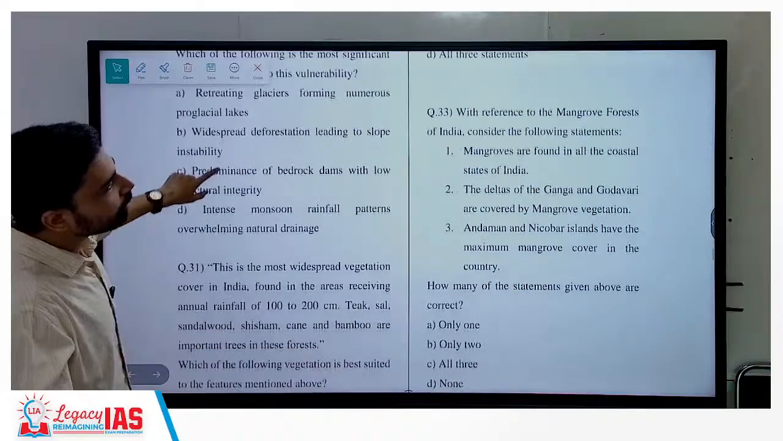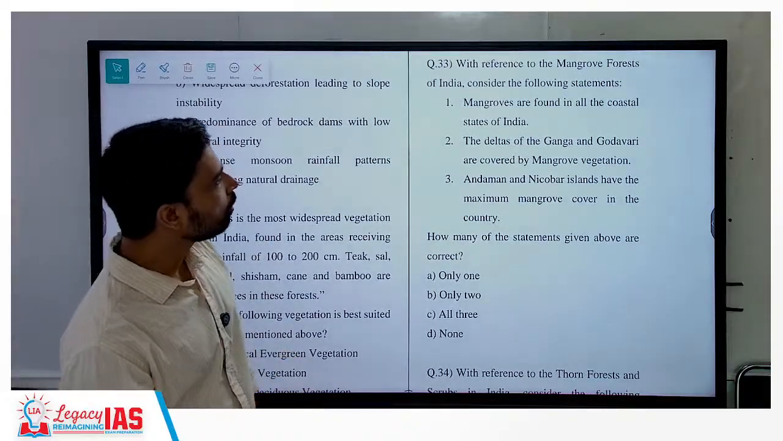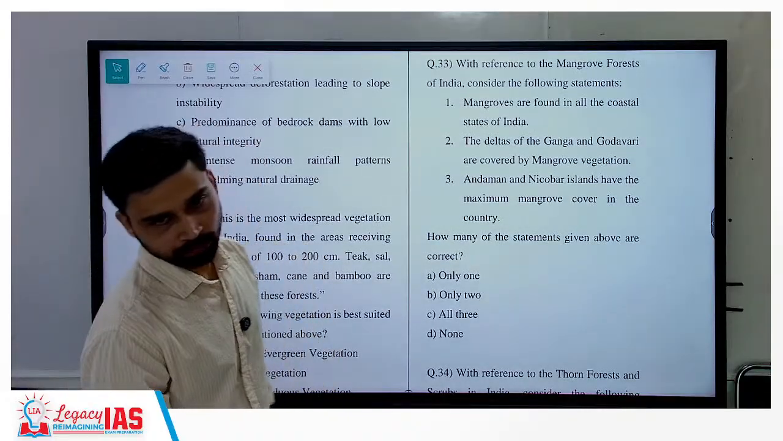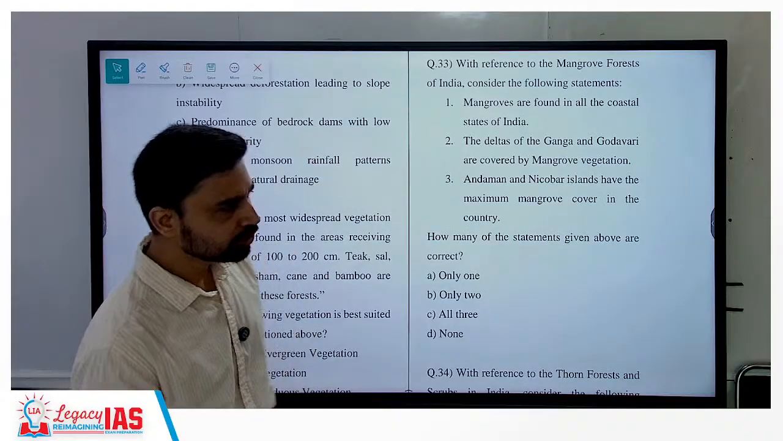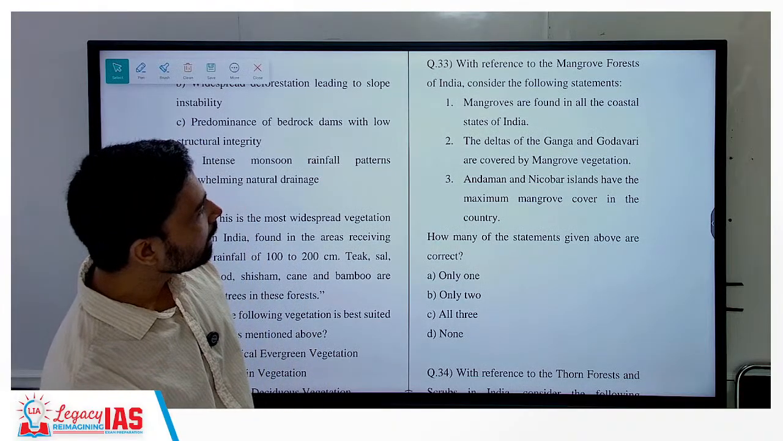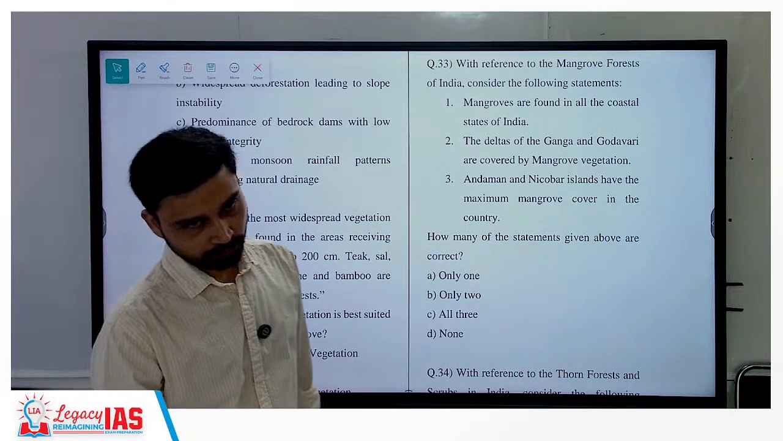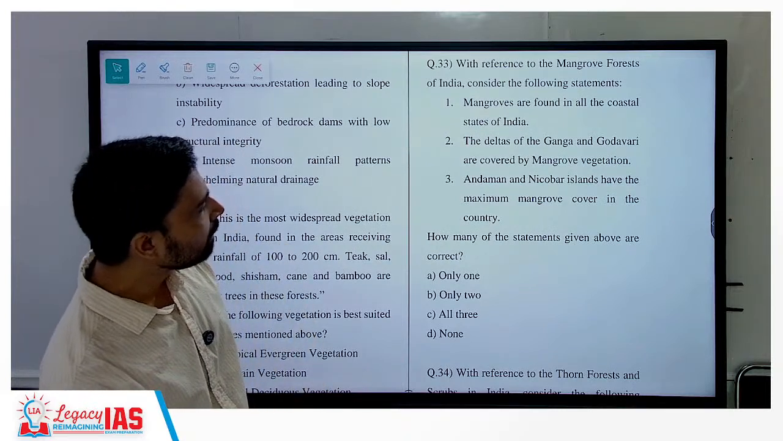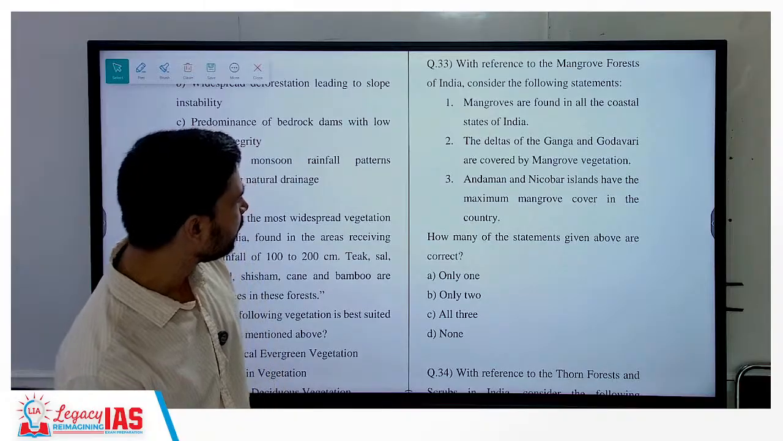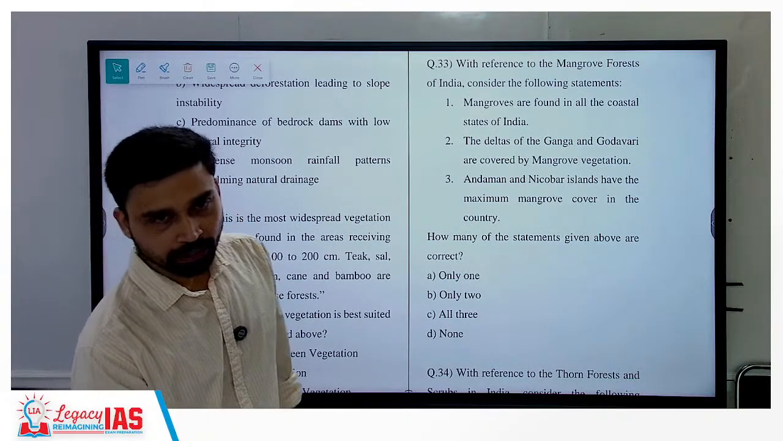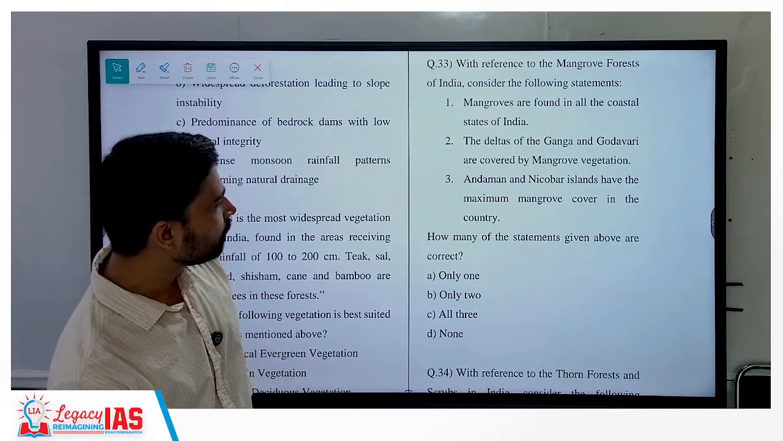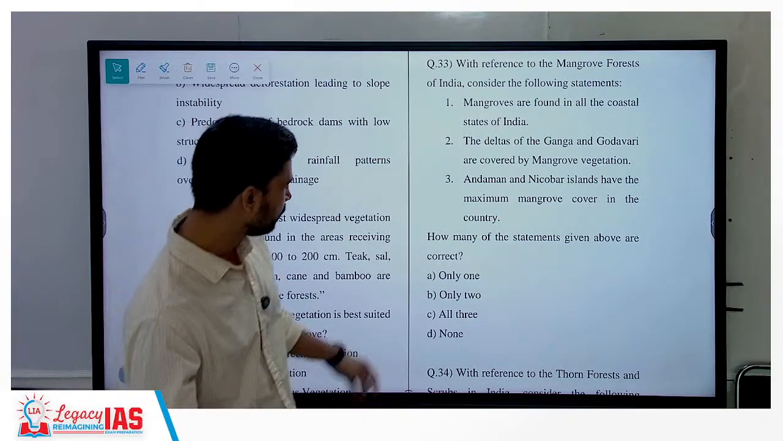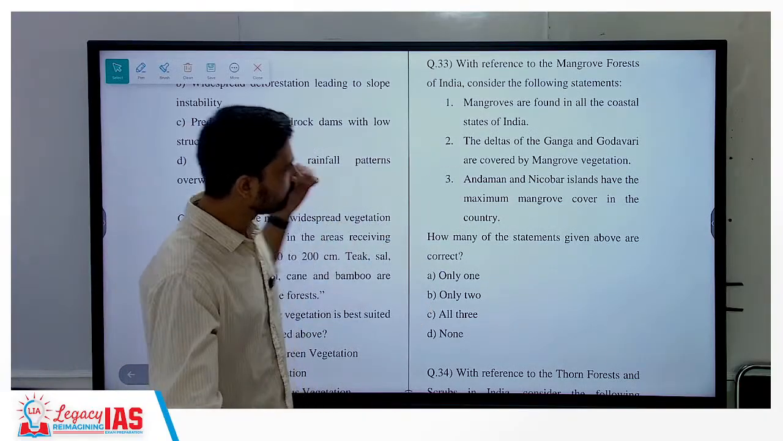With reference to mangrove forest, mangroves are found in all the coastal states of India. True or false? True. All the coastal states will have mangrove vegetation. Deltas of Ganga and Godavari are covered by mangrove vegetation. Yes, Ganga, Godavari both. Andaman Nicobar Islands have maximum mangrove cover in the country. No. West Bengal has the largest mangrove cover. So what is the correct option? B. Only two. The third is the incorrect one.